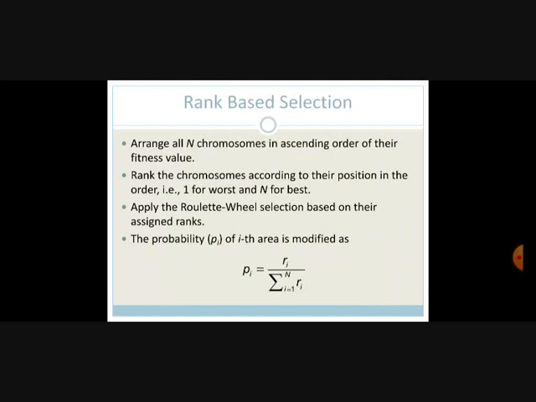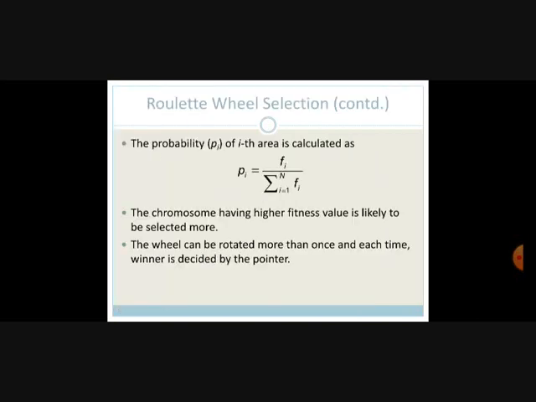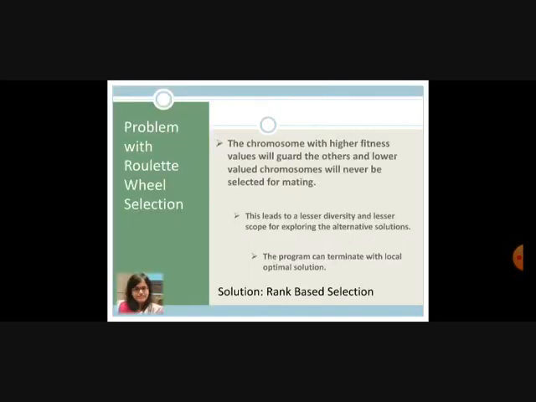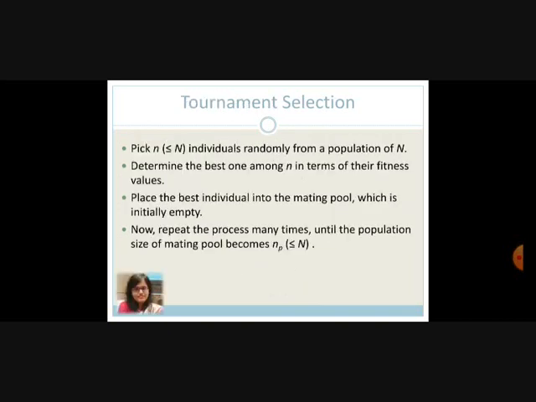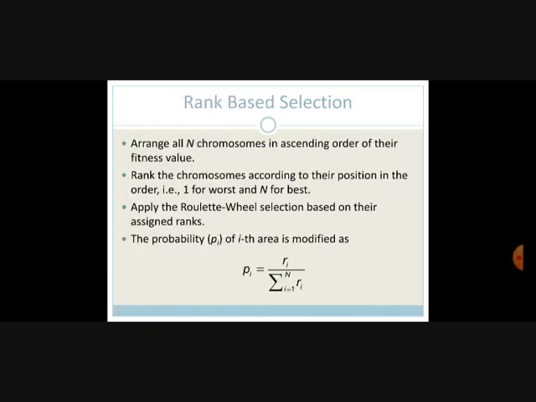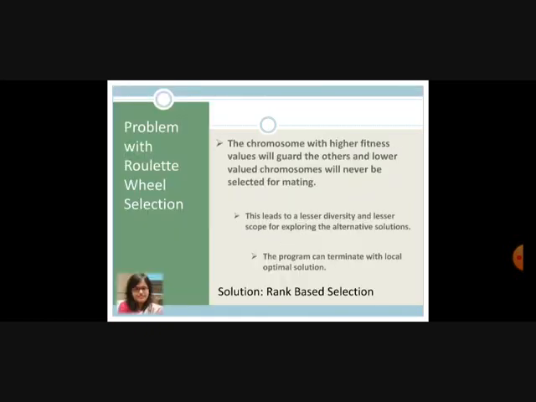After the ranking we need to apply the roulette wheel selection based on their assigned ranks. The probability Pi of the i-th area is modified as rank divided by the summation of the ranks of all n chromosomes. Earlier, for roulette wheel selection, the probability was decided based on the fitness values, but in rank based selection it is based on the rank. This has some advantages over roulette wheel selection, as here it is based on rank, so the problem might not terminate with a local optimum solution.